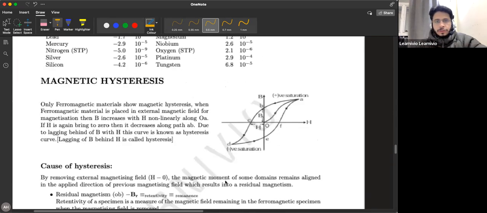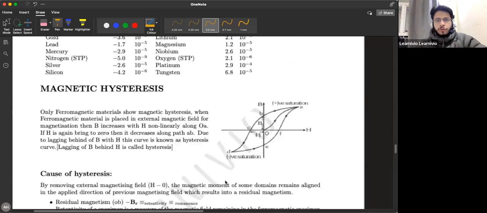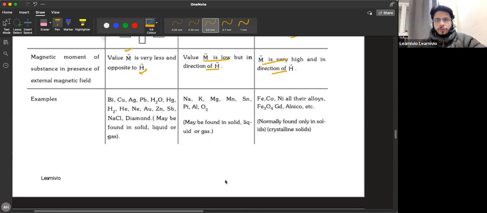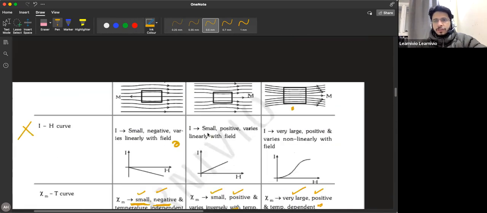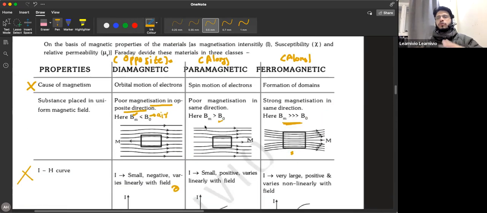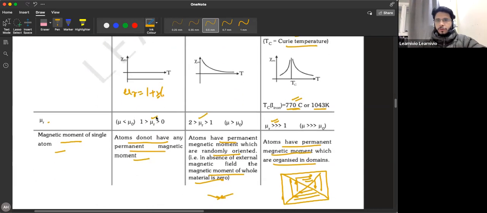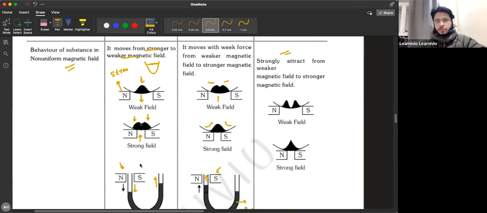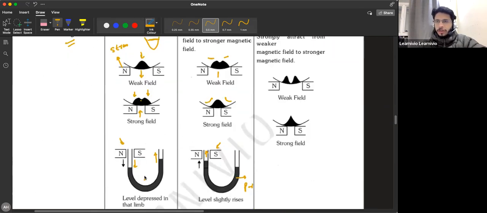This was it. Then we have one more topic, that is magnetic hysteresis. So just remember one thing: no need to write these terms. These are just the definitions. But if you go to the previous year's questions, all questions from this chapter are from this table only. This table is very, very important. These values, these properties, this one, this U-tube, all are being asked in exams.